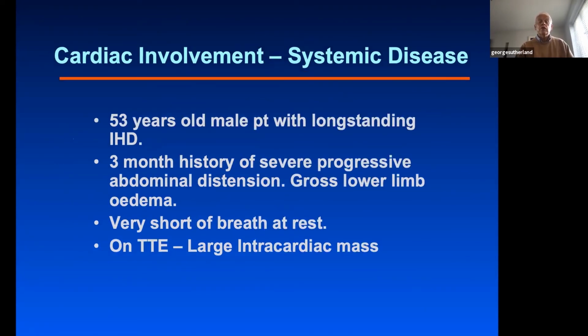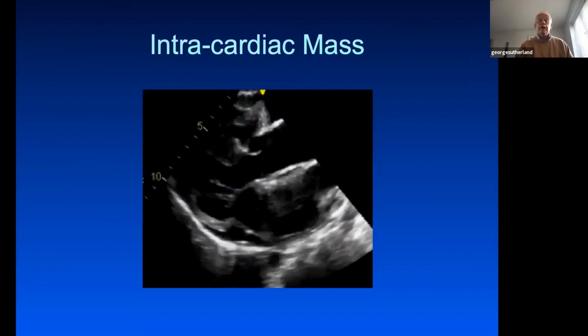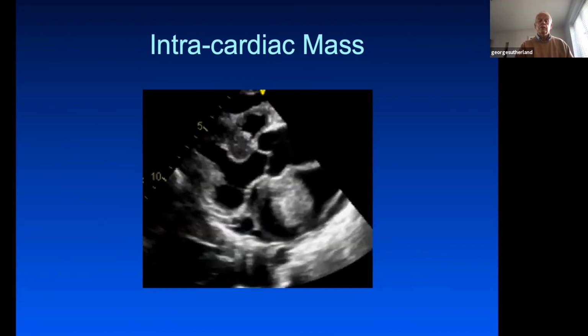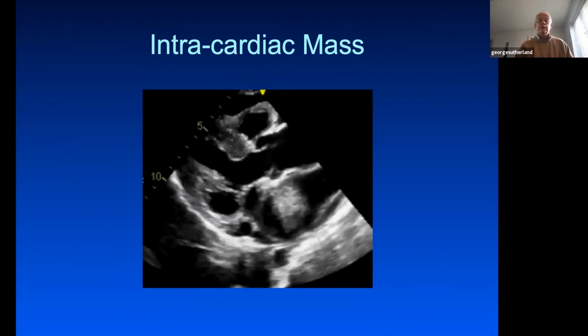This is a 53-year-old male patient with long-standing ischemic heart disease. He became severely and progressively breathless and had abdominal distension with gross lower limb edema. On his transthoracic echo, he had a very large mass. And on the initial findings, you suspect this is a mass within the left atrium.